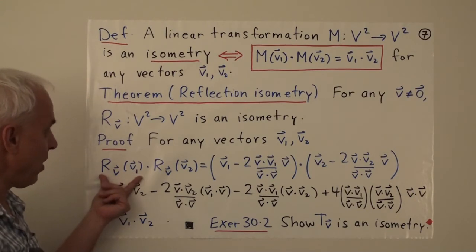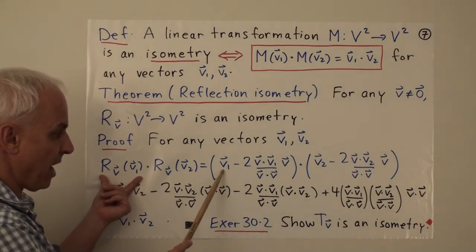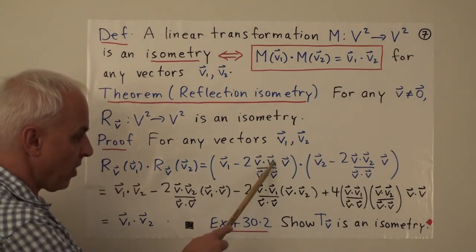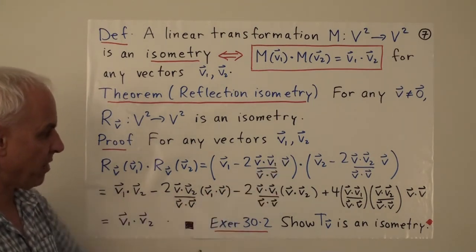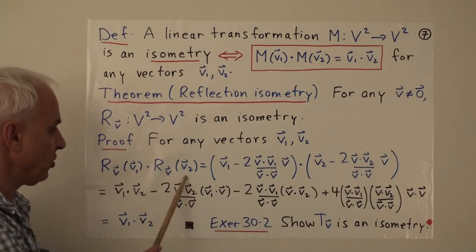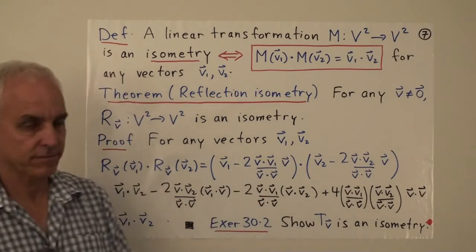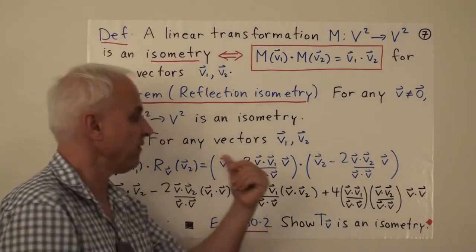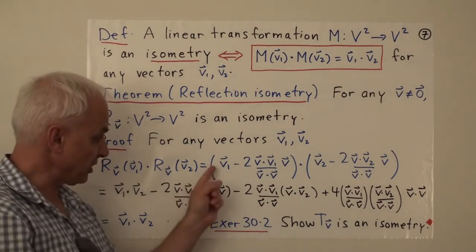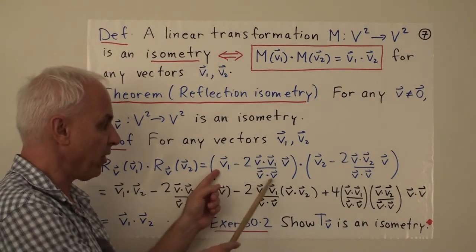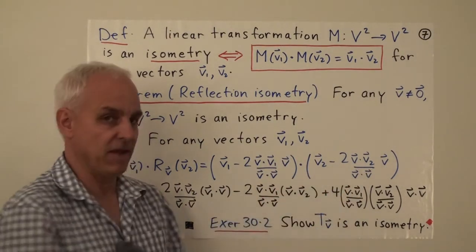Alright, what is r sub v of v1? Here's the formula for r sub v acting on v1. So there's v1 minus 2 times v dot v1 over v dot v times v. The v1 only appears in that spot there. And r sub v of v2 is exactly the same thing, but there's a v2 instead of v1. We have to take the dot product of this vector with this vector. Now this vector is actually a combination of 2 vectors. It's a combination of v1 and this multiple of v. This one here is a combination of v2 and this multiple of v.